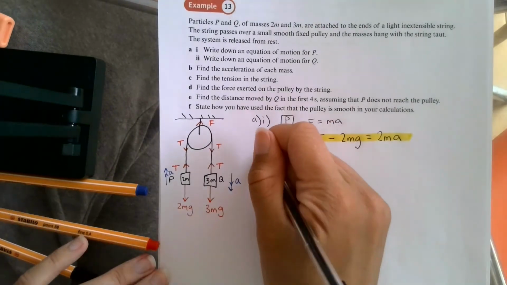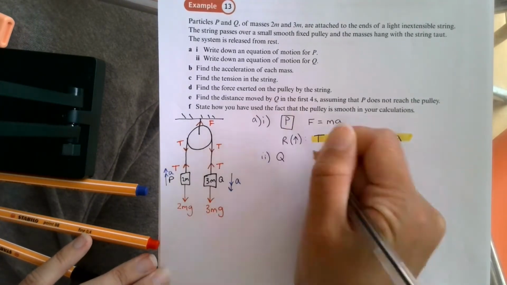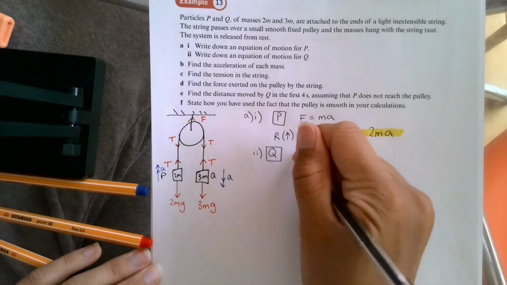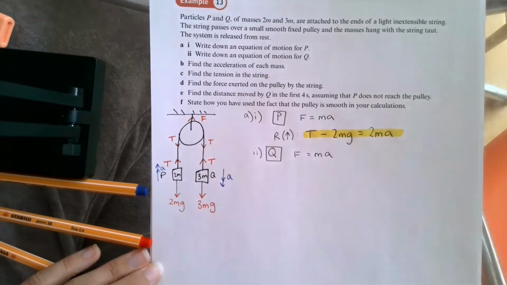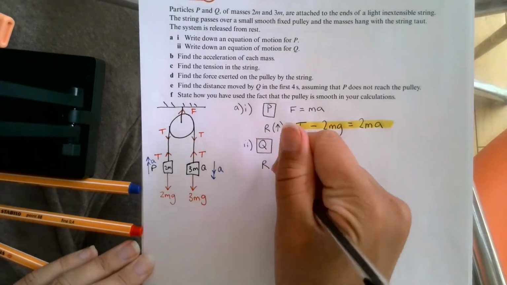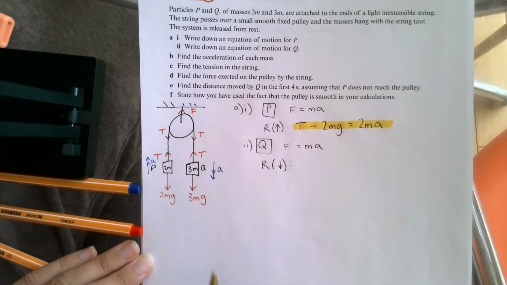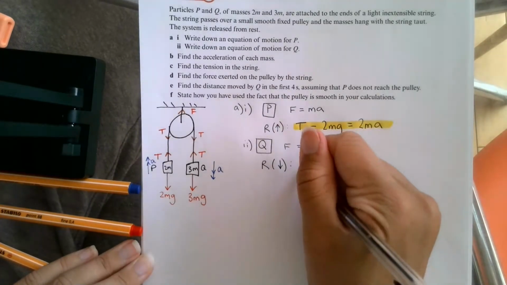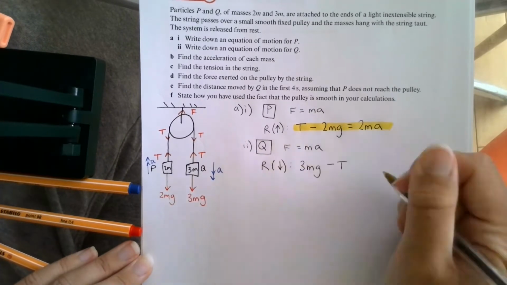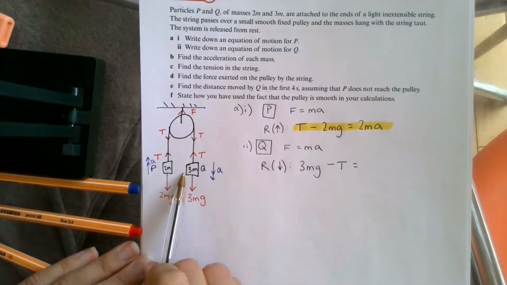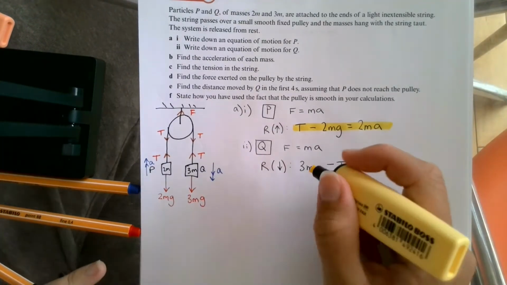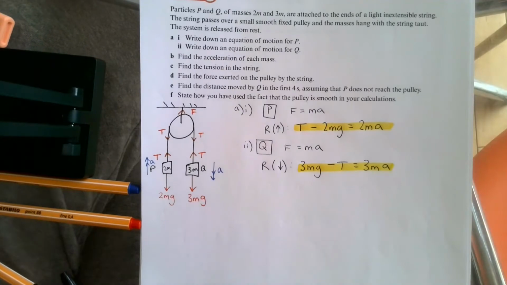And part ii is the same thing, but for Q. So focusing just on mass Q, again, I know that the resultant force is equal to the mass times the acceleration. This time, the acceleration is downwards, so we should resolve downwards. Well, I've got 3mg downwards, take away the tension acting upwards here, and that's going to be equal to the mass 3m times the acceleration. And so there's my equation of motion for mass Q.